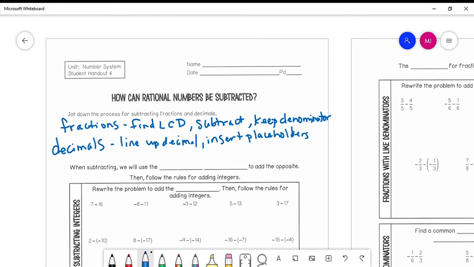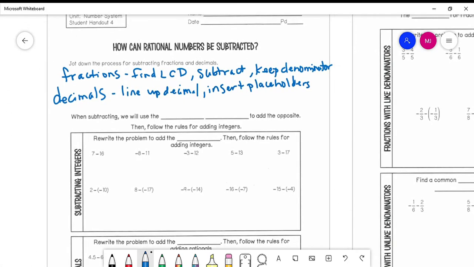So when subtracting, you'll use the additive inverse. Remember that additive inverse simply means a number plus its opposite equals 0. And then you're going to follow the rules for adding integers. So subtracting integers, rewrite the problem to add the opposite, and then follow the rules for adding integers.